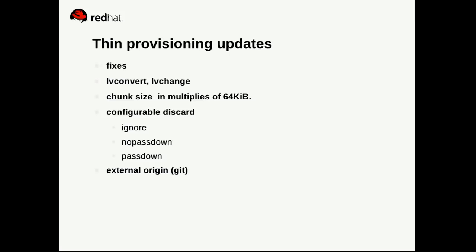So it means if the file system is using thin volume and sends the discard, discards go through the thin pool, the data are released. And also, if the chunk is released, then the discard is passed to the data volume.